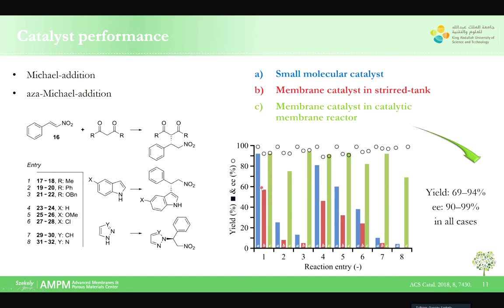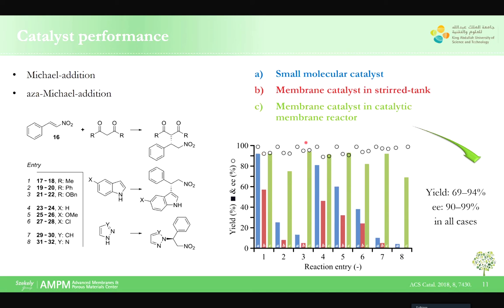So always going from blue to red, you have a drop in yield, which makes sense because you're moving from homogeneous to heterogeneous catalysis. But when you move on to the last reactor, where you apply the membrane under pressure and you have permeate and retentate flow, then the yield goes up. This means that we can circumvent the problem of moving from homogeneous to heterogeneous catalysis by using a proper membrane reactor, where we have a flow not only tangential to the membrane, but also through the membrane by applying pressure.